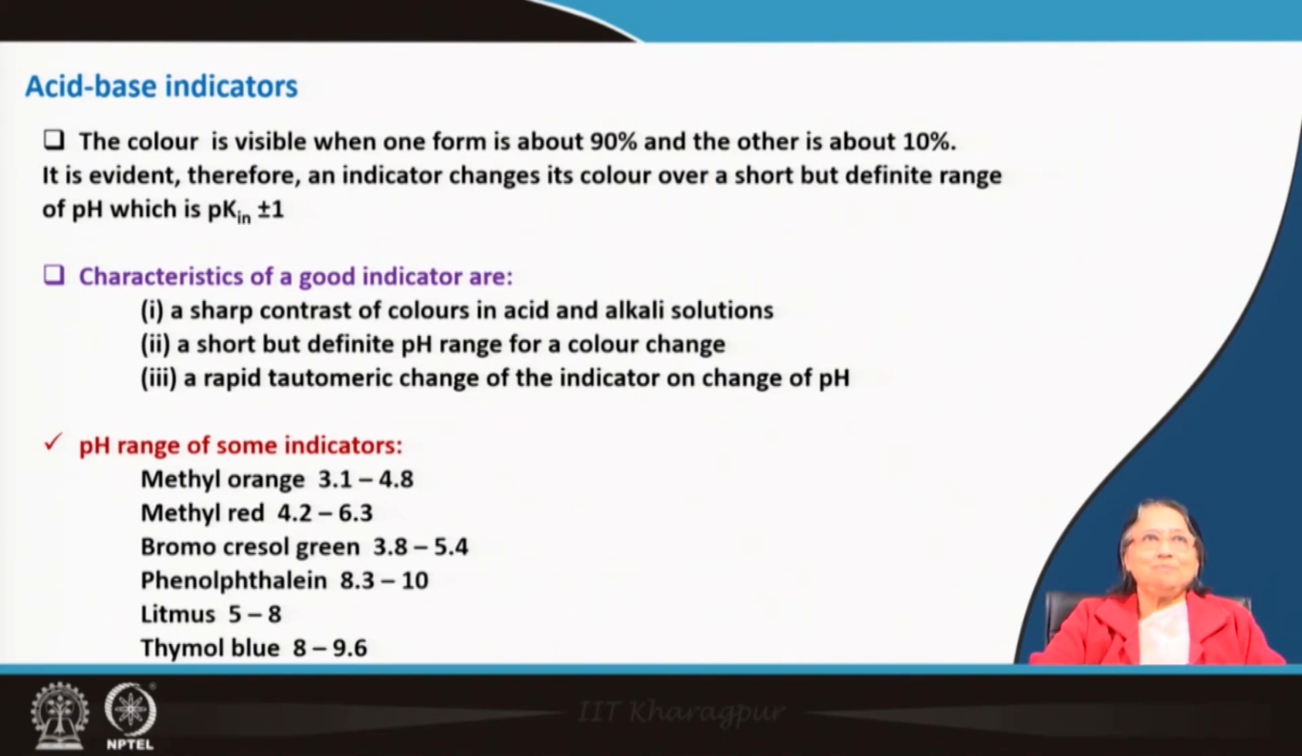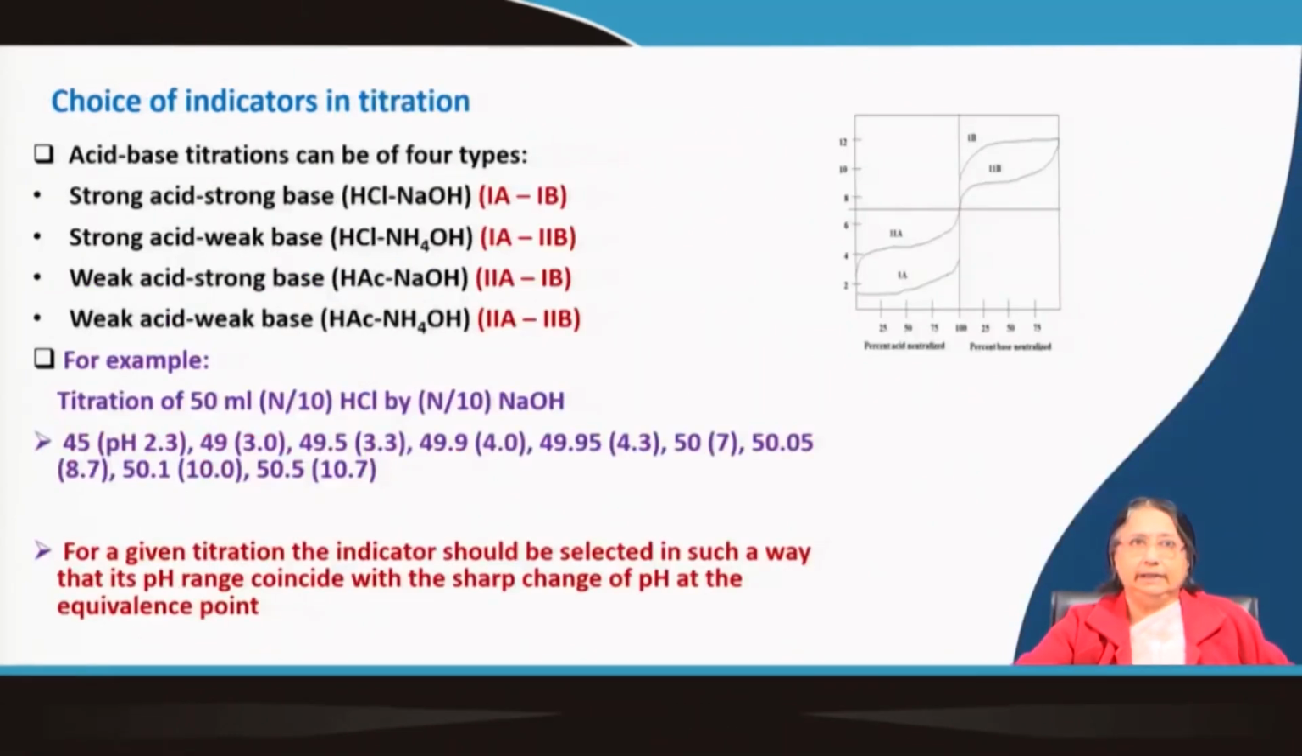Okay. That is why it is said that an indicator needs a contrast of color, a short but definite pH range for a color change, and a rapid tautomeric change of the indicator on change of pH. Means one form to another form should be very fast, otherwise if it takes time, the equilibrium should be reached very fast. So, that is another characteristic for the indicator.